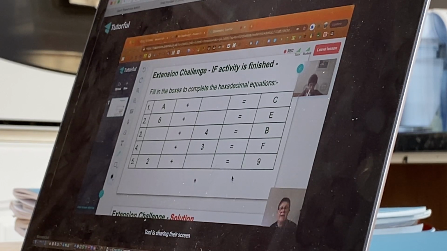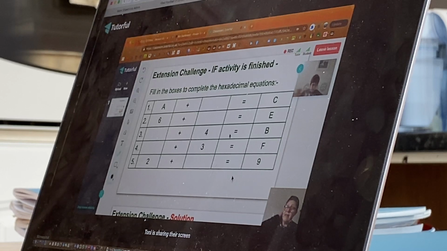B? Exactly right. So now look back at your question. We know that B is 11. So now we know something plus 4 equals 11. So what's the answer? Something plus 4 equals B, and B is 11. So we need to do 11 minus 4, and we've got the answer. 7. Excellent. So 7 plus 4 equals B. Exactly right. Well done.